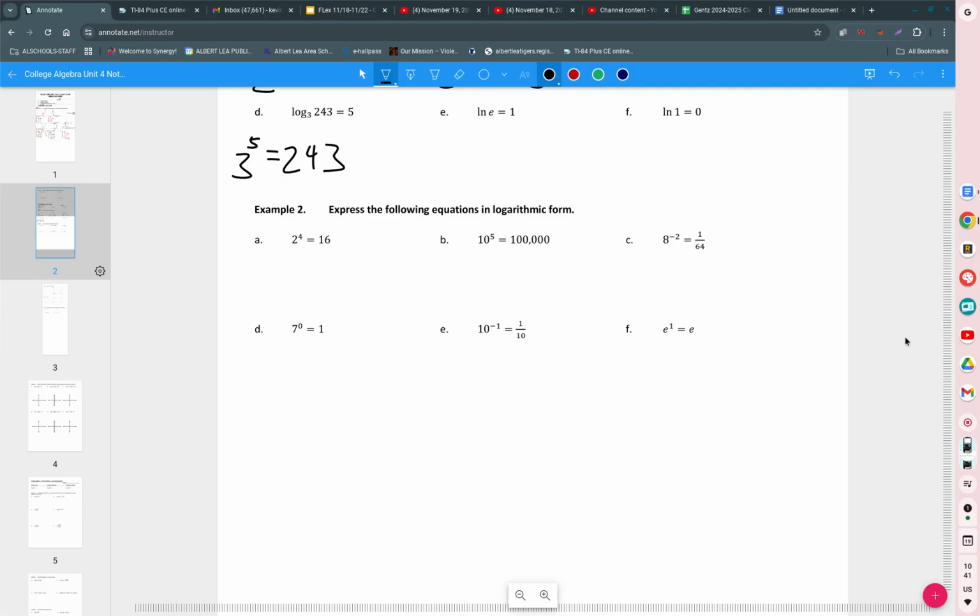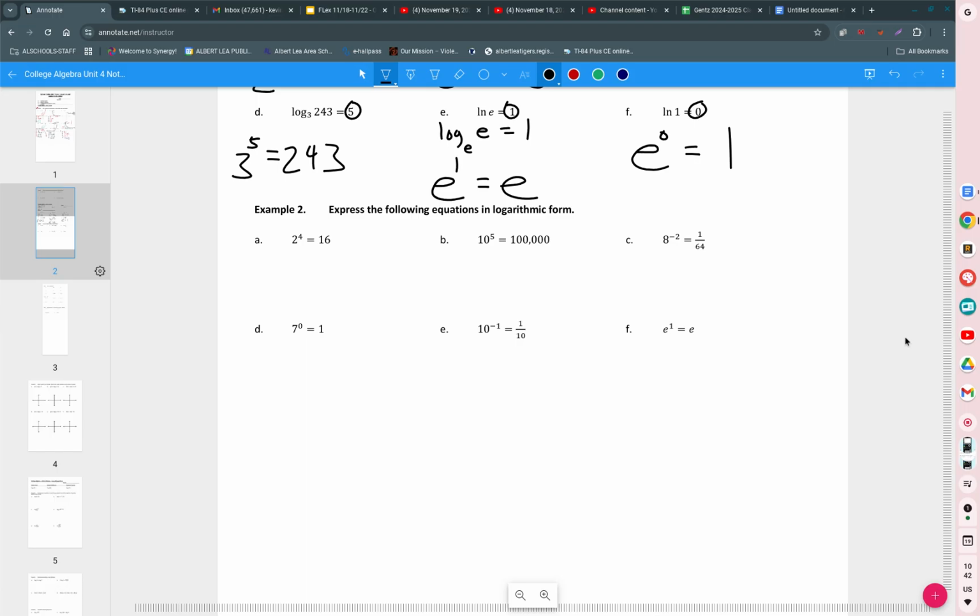Notice this one says ln, natural log. It does not say in. This is another way of stating log base e of e is equal to 1. So I write e to what power? 1. 1 is equal to e. What's the base of natural log? e. E to the 0 is equal to 1. The exponent is always on the end.